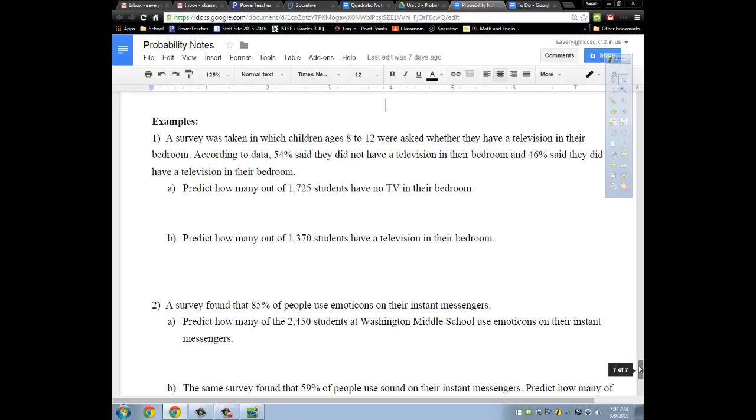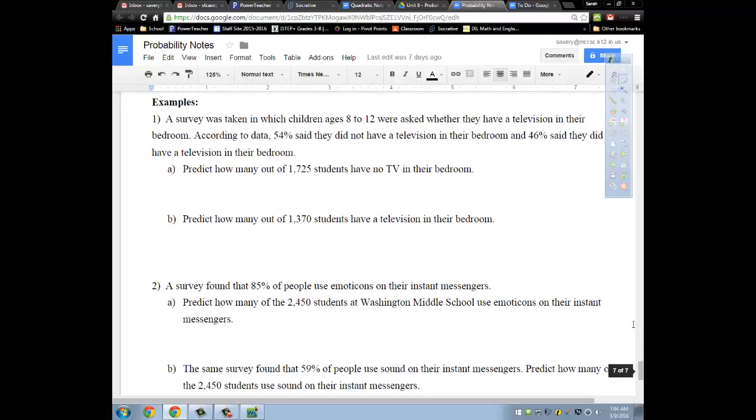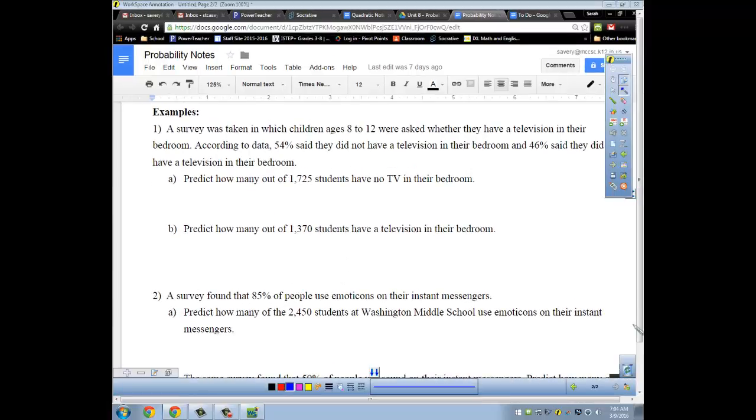So the first example says a survey was taken in which children ages 8 to 12 were asked whether they have a television in their bedroom. According to data, 54% said that they did not have a television in their bedroom, and 46% said they did have a television in their bedroom. So, part A says predict how many out of 1,725 students have no TV in their bedroom. So, we need to look back at our survey, find okay, what percentage said that they did not have a TV in their bedroom. 54.